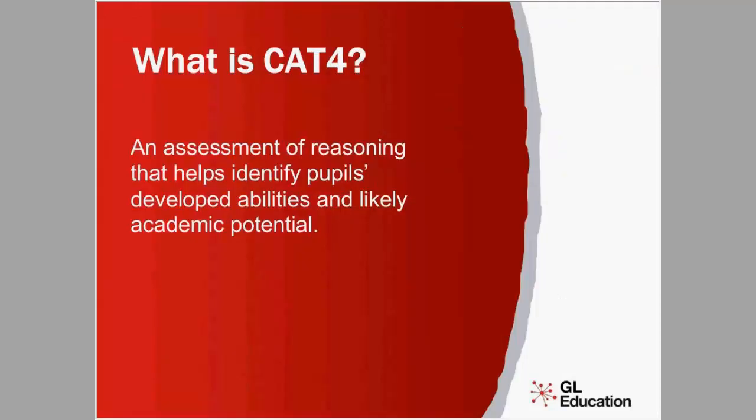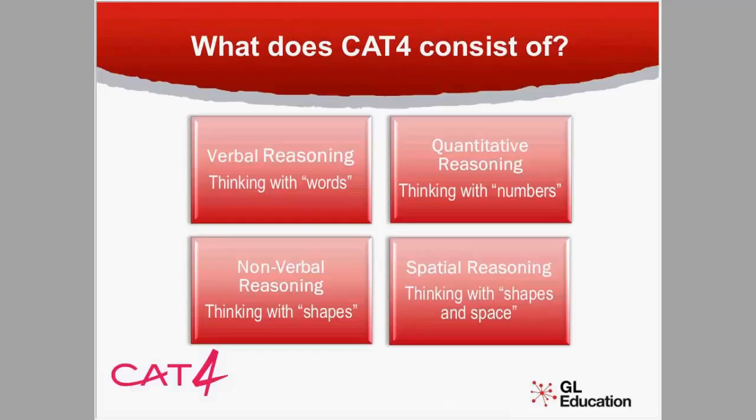What is Cat4? If you're not already familiar with it, it is an assessment of reasoning that helps identify pupils' developed abilities and likely academic potential. So there are indicators in there to help you work towards that. What does it consist of? There are 4 batteries: the verbal reasoning, quantitative reasoning, non-verbal reasoning, and spatial reasoning. For those of you with students with English as a second language, the verbal reasoning may be a little bit trickier for them, but the other 3 batteries should not present a problem.